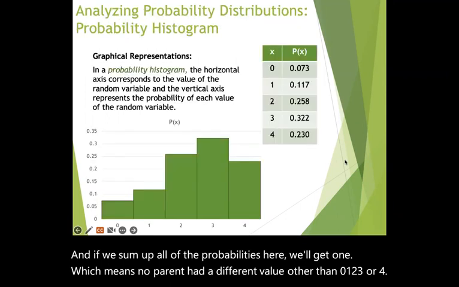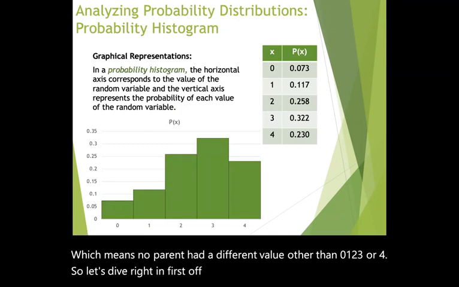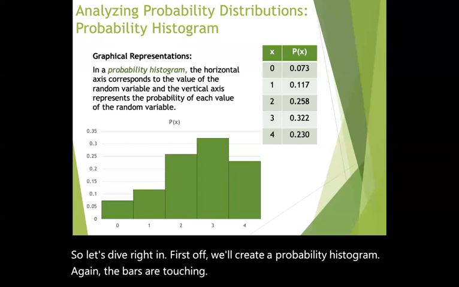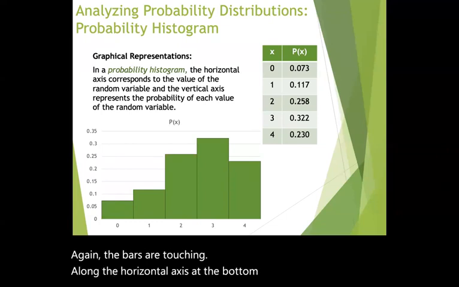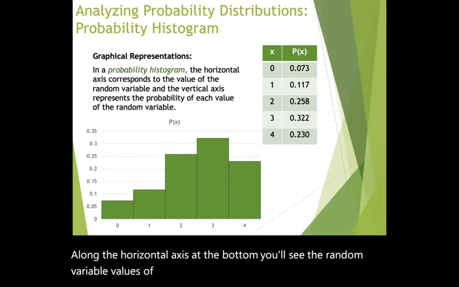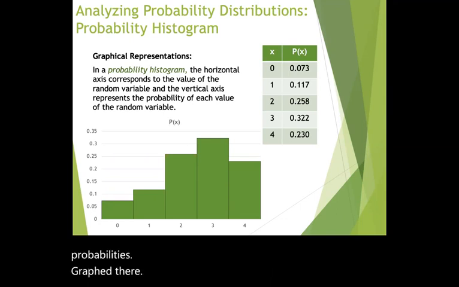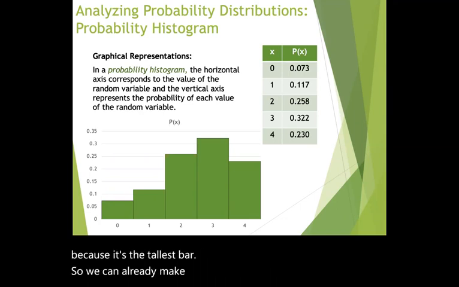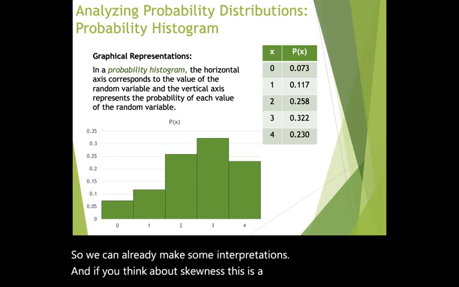So let's dive right in. First off, we'll create a probability histogram. Again, the bars are touching. Along the horizontal axis at the bottom, you'll see the random variable values of 0, 1, 2, 3, and 4. And vertically, you'll see the probabilities graphed there. The most common parental involvement would be 3 activities because it's the tallest bar. So we can already make some interpretations. And if you think about skewness, this is a clear example of a histogram that is skewed left.